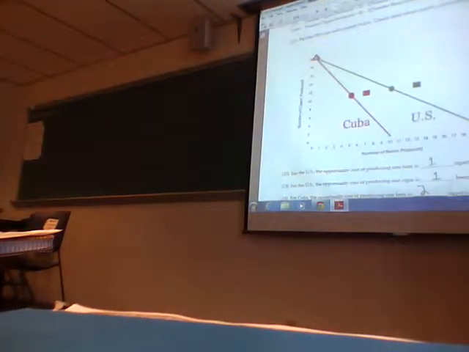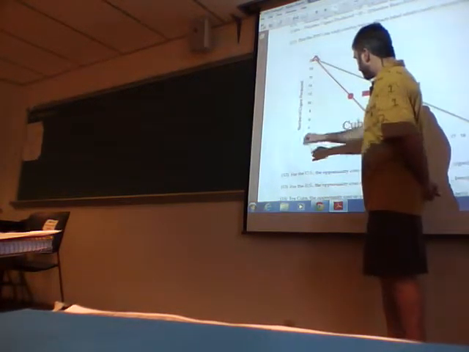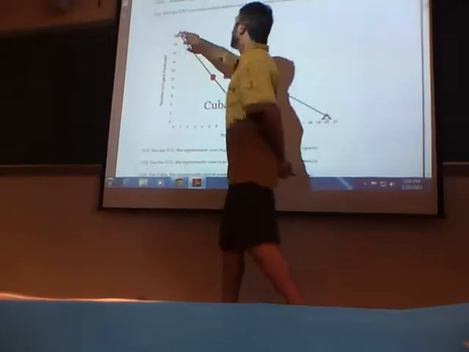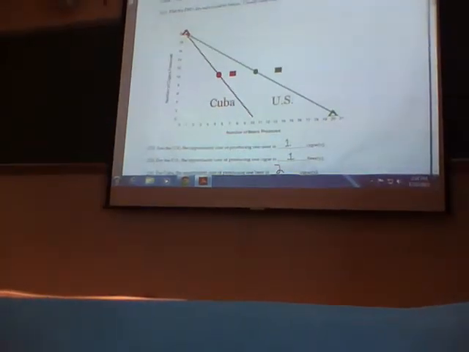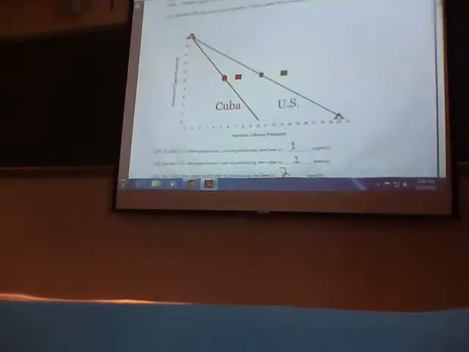Which means here we find where cigar equals 0 and beer equals 10. Cigars are 0, beer 10, right there. Just connect those points and you've got it. You can do the same thing for the U.S. If you do that a couple times, you can just look at those equations and do it really quick.